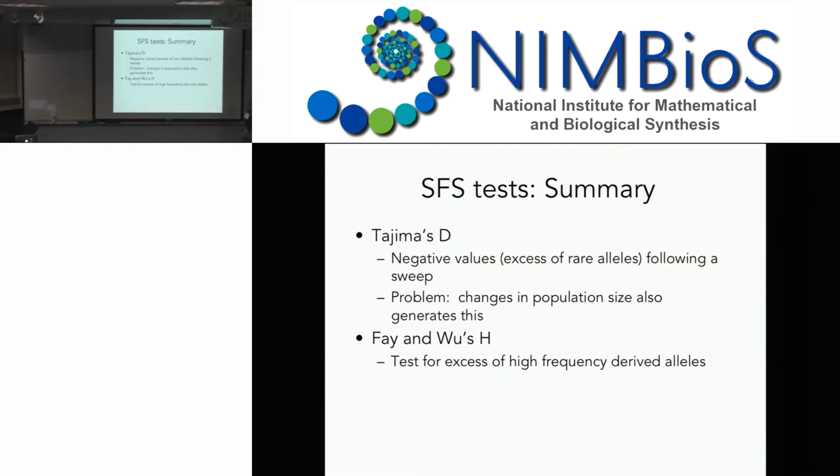So, summary of site frequency spectrum. Tajima's D, most often seen, negative values can be generated following a sweep. The problem is change in population size also generates that. The H and the E tests, so Fay and Wu's H or Zeng's E test, these are high-frequency derived alleles. These are more powerful because they're a signal you don't expect under most demography, but they're also more fleeting. Because they're high-frequency derived alleles, once the sweep stops, an allele at high frequency gets fixed by drift fairly quickly, the signal goes away.